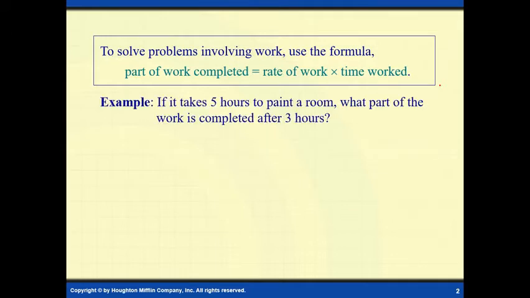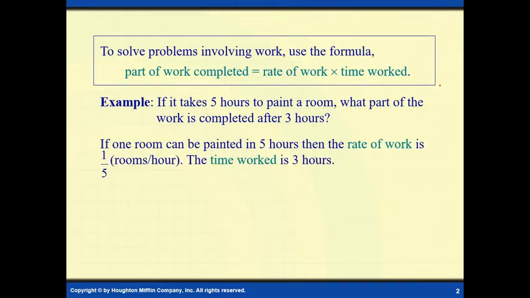And we're just going to look at a problem here that is just using this formula without any unknowns at this point. If it takes 5 hours to paint a room, what part of the room is completed after 3 hours? So if one room can be painted in 5 hours, then the rate of work is 1/5. It's your rooms per hour. So notice that you're going to take your time and put it 1 room over 5 hours.